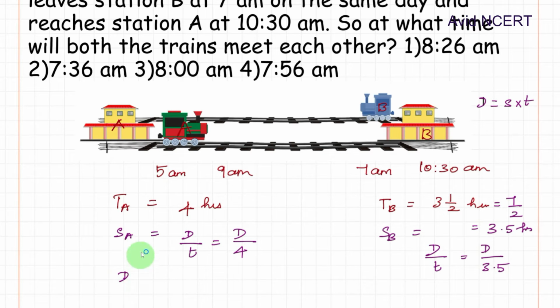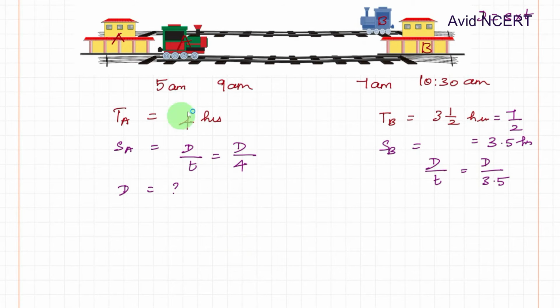Again, for distance, it's not going to be distance A and distance B, because the distance is common and is going to be the same for both. So d is the unknown we have to find. The distance d can be found from the times taken, that is 4 hours and 3.5 hours. We just have to find the LCM of 4 and 3.5.